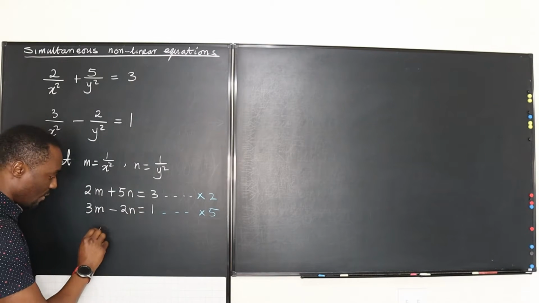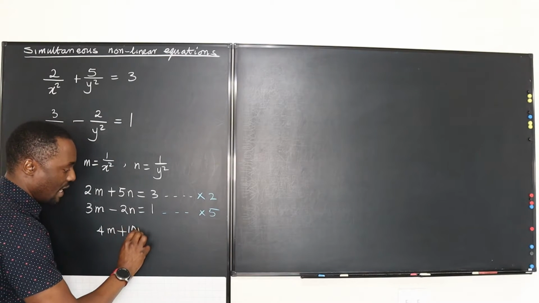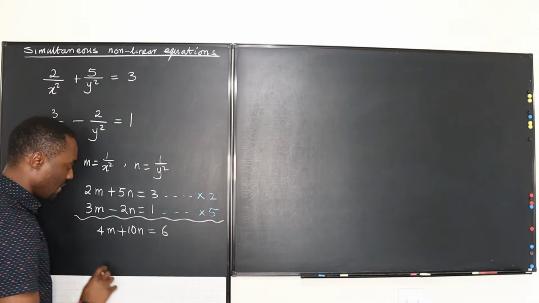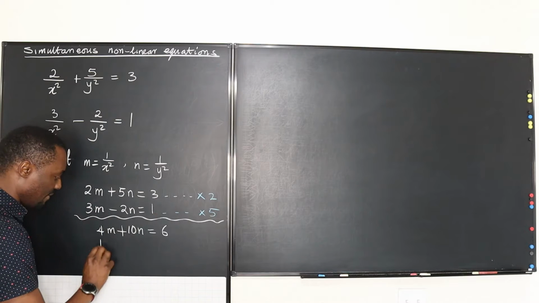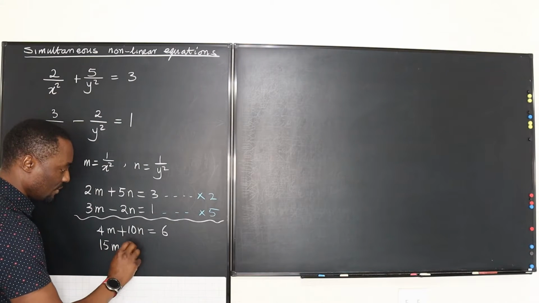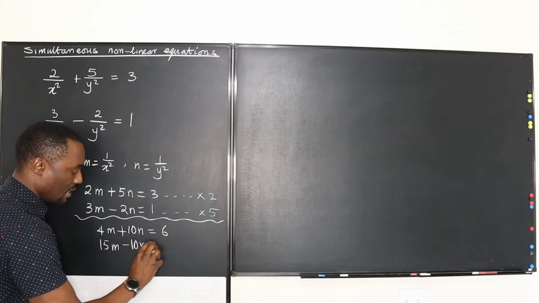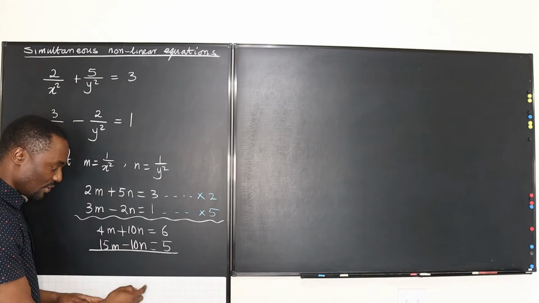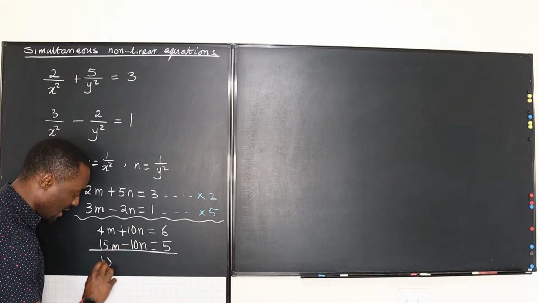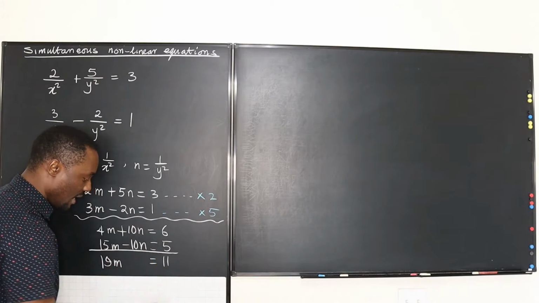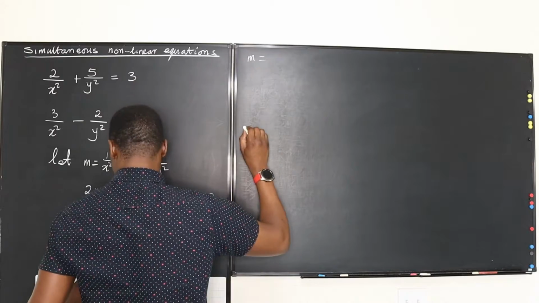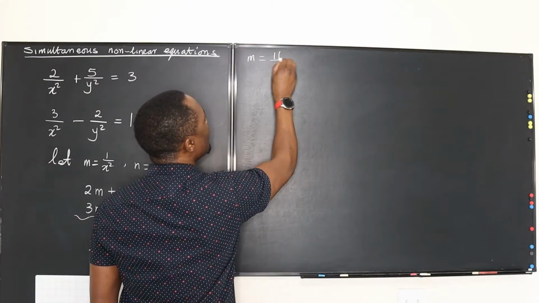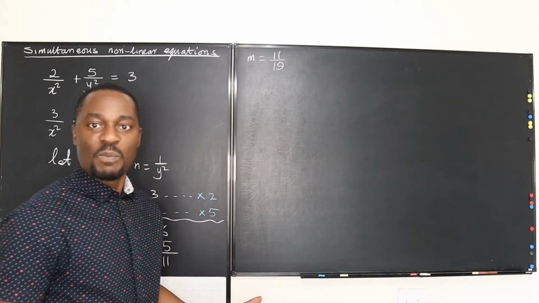If I multiply this by 2, I'll get 4m plus 10n equals 6, and this is going to be, if I multiply by 5, 15m minus 2n, that would be minus 10n equals by 5, that's 5. So look at this. If I add these two equations, I'm going to get rid of the n, and this gives me 19m equals 11. So I know that m is now equal to 11 over 19. Okay, the first part is done.